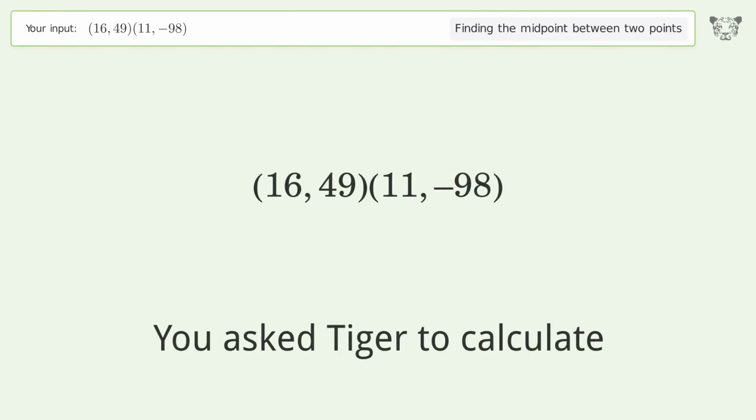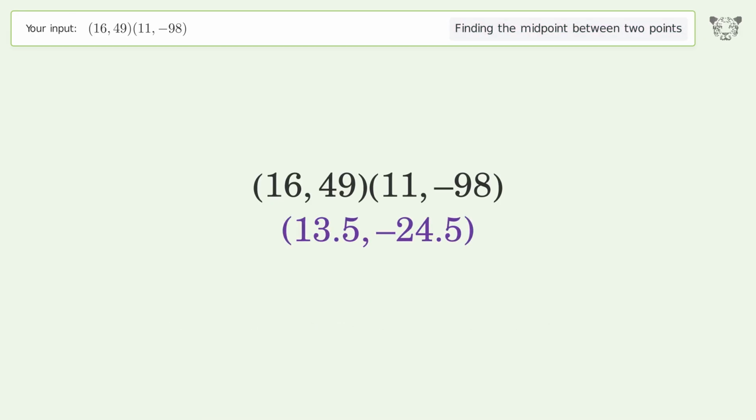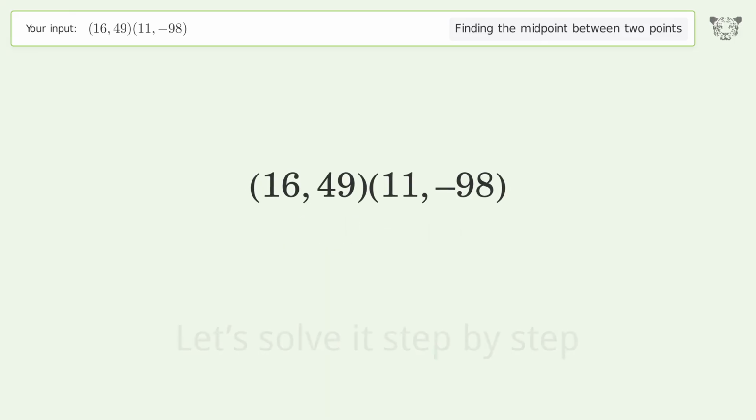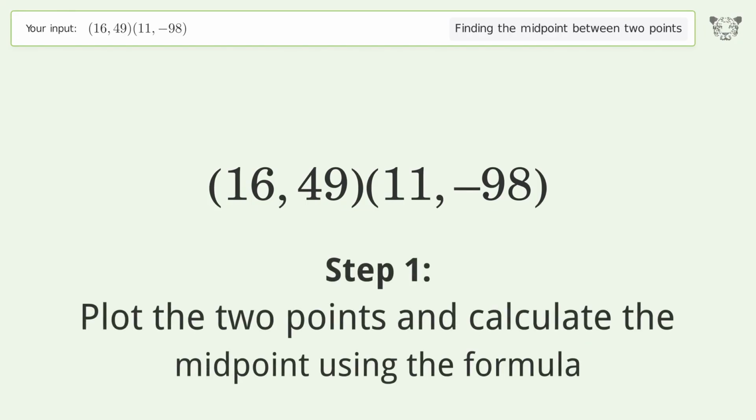You ask Tiger to calculate. This deals with finding the midpoint between 2 points. The midpoint between the 2 points is 13.5, negative 24.5. Let's solve it step by step. Plot the 2 points and calculate the midpoint using the formula.